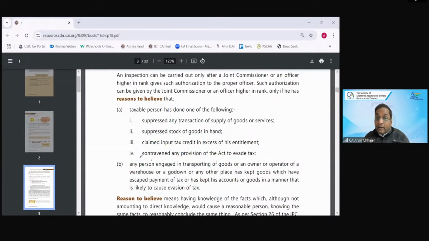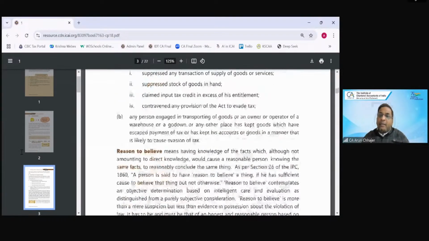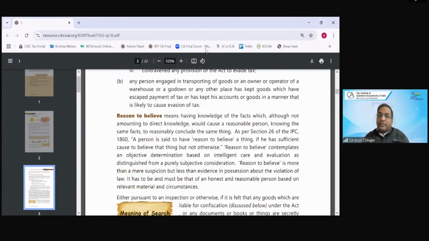उस केस में उस पर्सन का, जो कि ट्रांसपोर्टर है या ऑनर या ऑपरेटर है गोडाउन का, इन दैट केस उसका प्लेस ऑफ बिजनेस भी इंस्पेक्ट किया जा सकता है. रीजन टू बिलीव, बार बार कई बार ये वर्ड यूज होता है. व्हाट इज द मीनिंग ऑफ रीजन टू बिलीव?